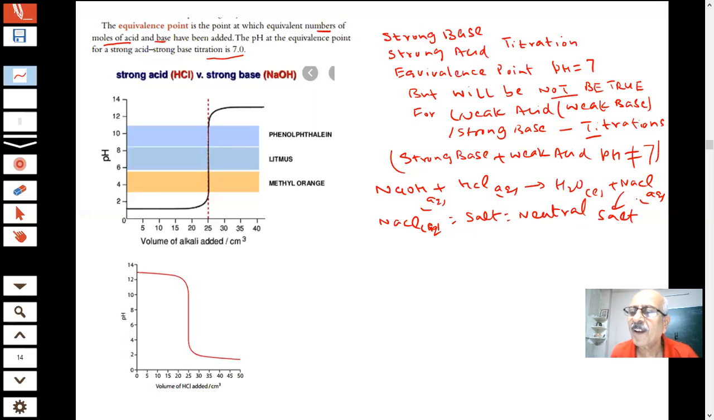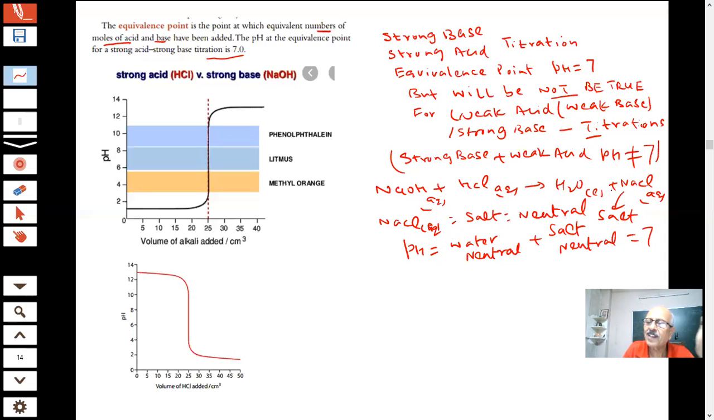If the salt is acidic or basic, according to that, the pH will change. Water is neutral, salt is neutral. So what is the total pH? Water neutral, salt neutral, therefore the pH is 7. But if the salt is not neutral, what will happen? The pH will be less than 7 or more than 7, depending on what type of acid-base titration we are doing.